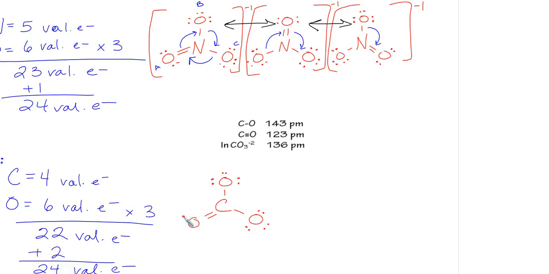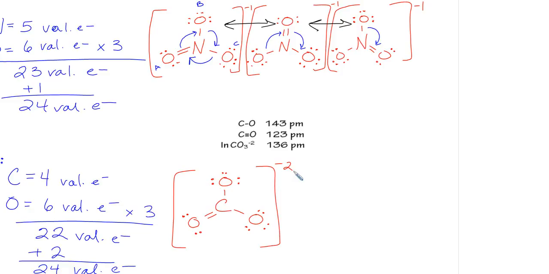And then one of them is going to have to be a double. 2, 4, 6, 8, 10, 12, 14, 16, 18, 20, 22, 24. And then we should put the charge on the outside of the brackets. This is only possible with the addition of 2 more electrons. So again, in real life, if I draw that on paper, it looks like I have a double bond and 2 singles. And here with the carbonate ion, they actually give me some data.